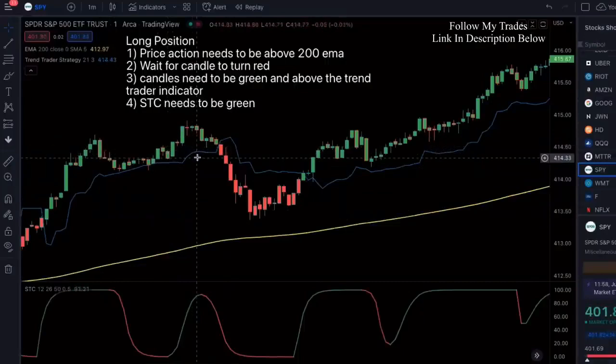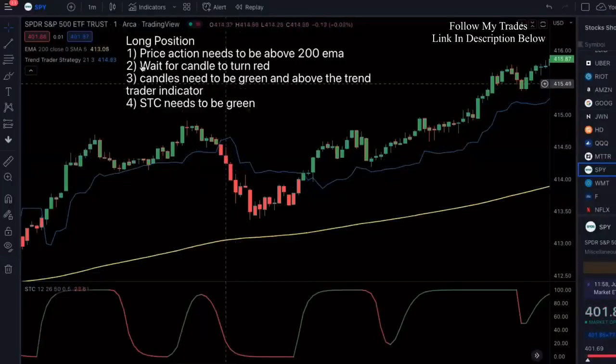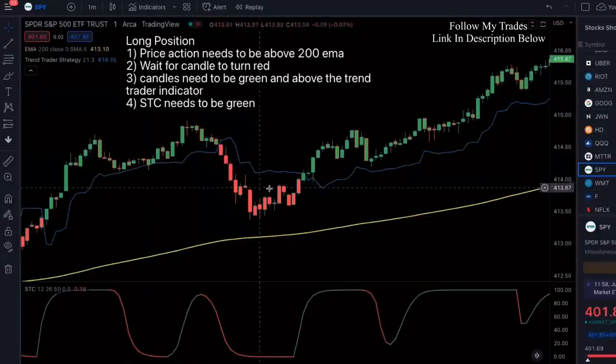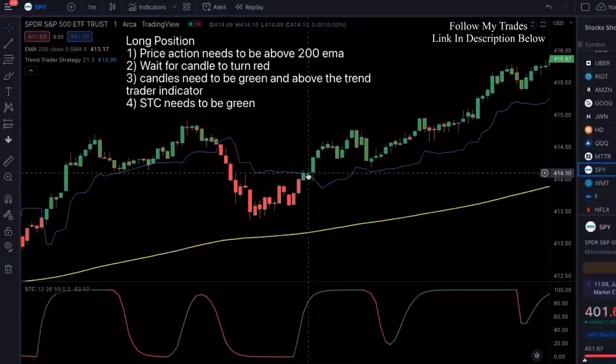Okay. So what's going to happen is this was great. If you missed out on this trade, no problem. You wait for the candles to turn red, right? Wait for the candles to turn red. And then when they turn green again and they close above the trend indicator, right? And the STC is green, that's when you do the buy signal. That's when you get into the trade.